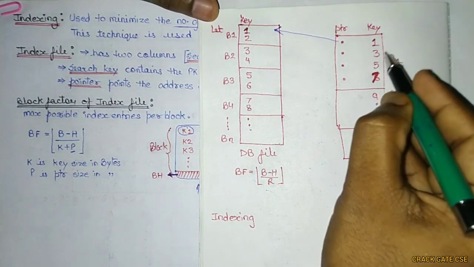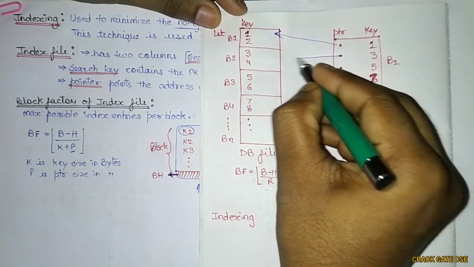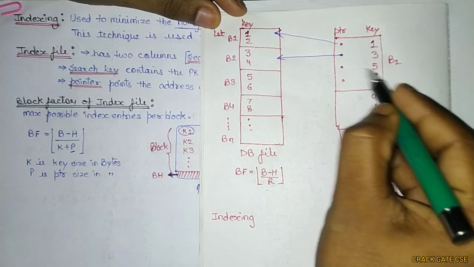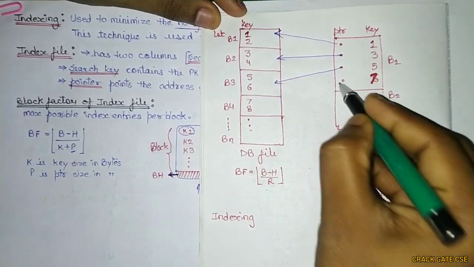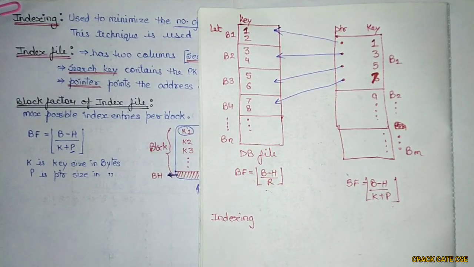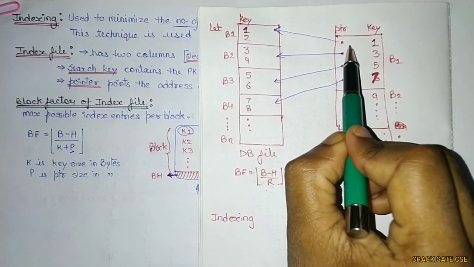Next, this key is 3. In which block is this key 3 here? In this particular block. In which block is the value 5 here? In this particular block. Similarly 7 is in this particular block. So you can see that I am mapping this set of records to a particular index field.